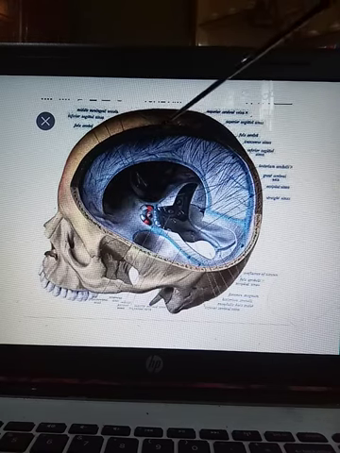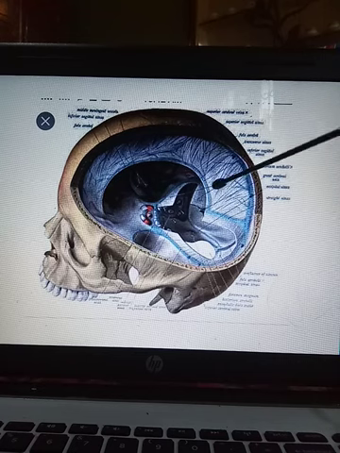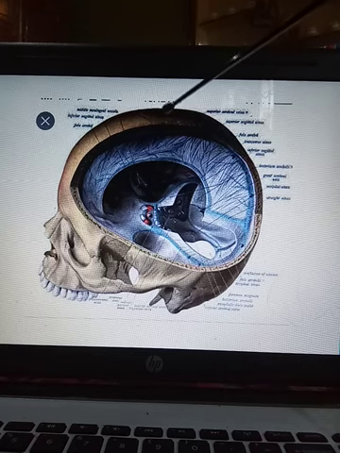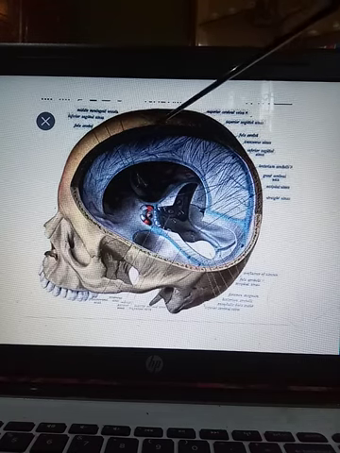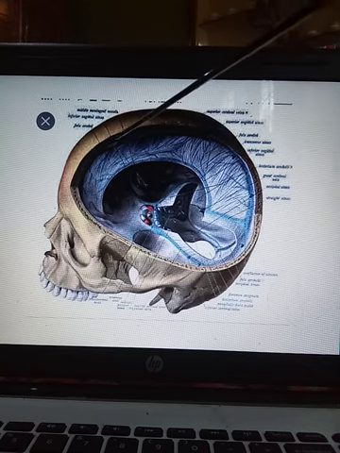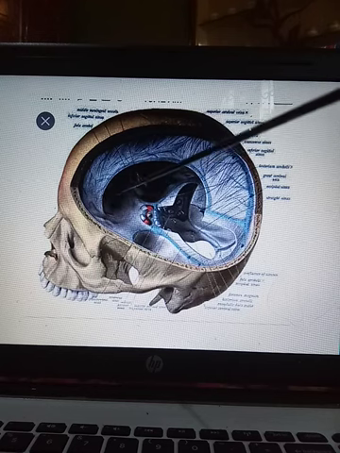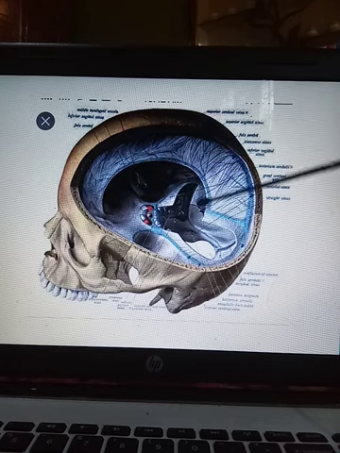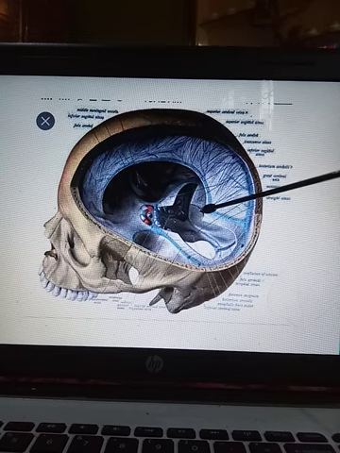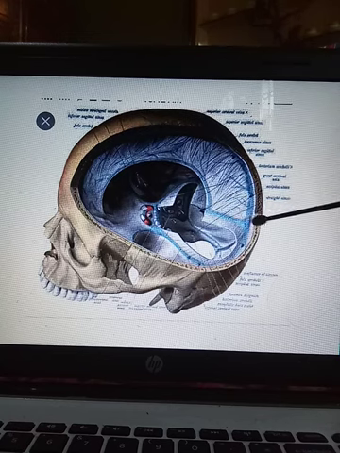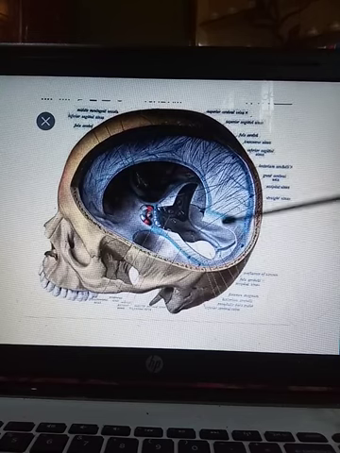Then you have a superior border which is attached to the sulcus. Here you have a sulcus, that is called as the sagittal sulcus. This superior border is attached to the sagittal sulcus. Inferior border is free and it dips in between the two cerebral hemispheres. Then you have a base which rests on the tentorium cerebelli.